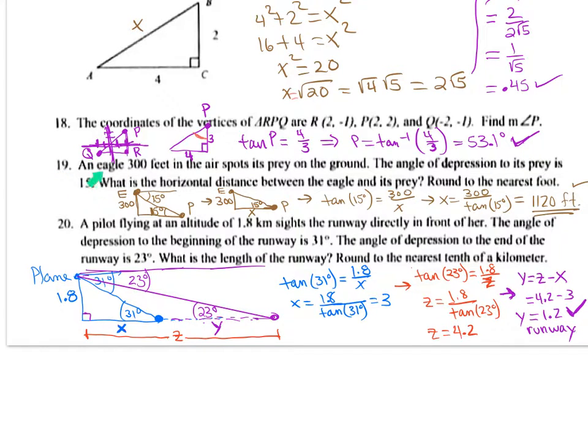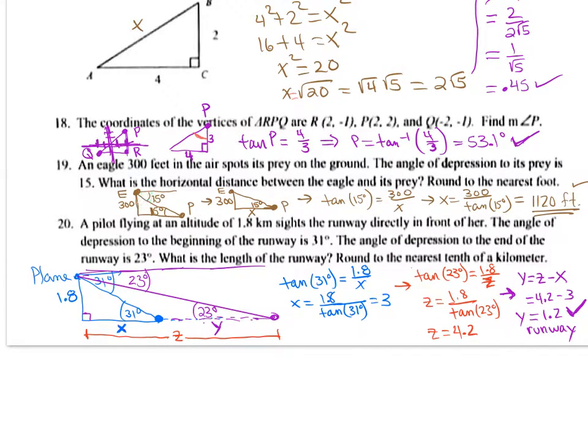All right, number 19 says an eagle 300 feet in the air spots its prey on the ground. The angle of depression to its prey is 15 degrees. What is the horizontal distance between the eagle and its prey, rounded to the nearest foot? All right, so we're going to have a couple of pictures here. This point up here represents the eagle. This point P represents the prey, and it says the angle of depression is 15.